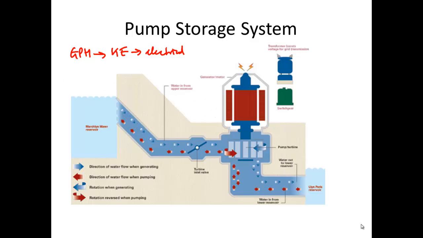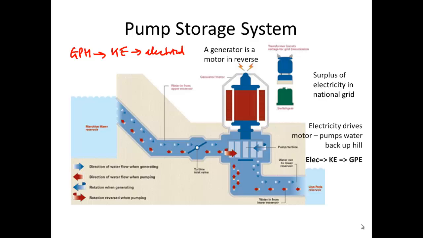electrical energy. However, what happens at night is that there's a surplus of electricity in the national grid. We don't need all this electricity. So what we can do is put the turbine in reverse. A generator in reverse is basically a motor. So we turn this generator into a motor, make it run kind of backwards, if you like. So the electricity turns this motor, and then it pumps the water back up the hill.